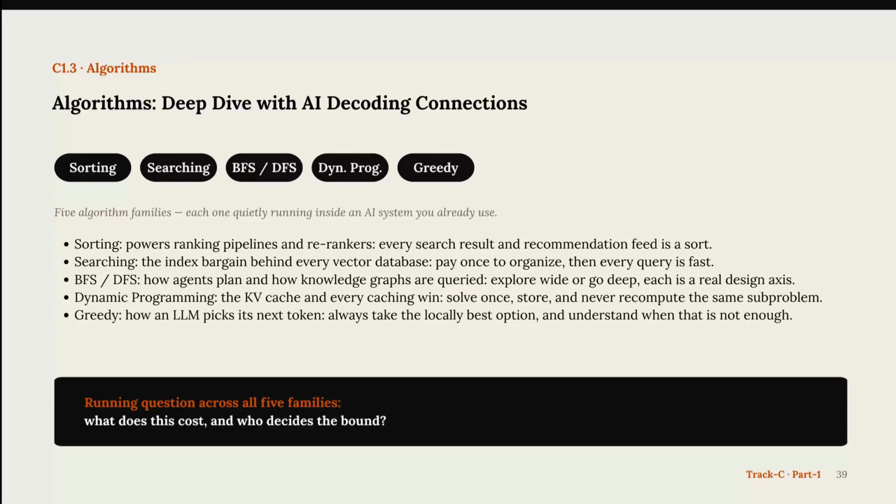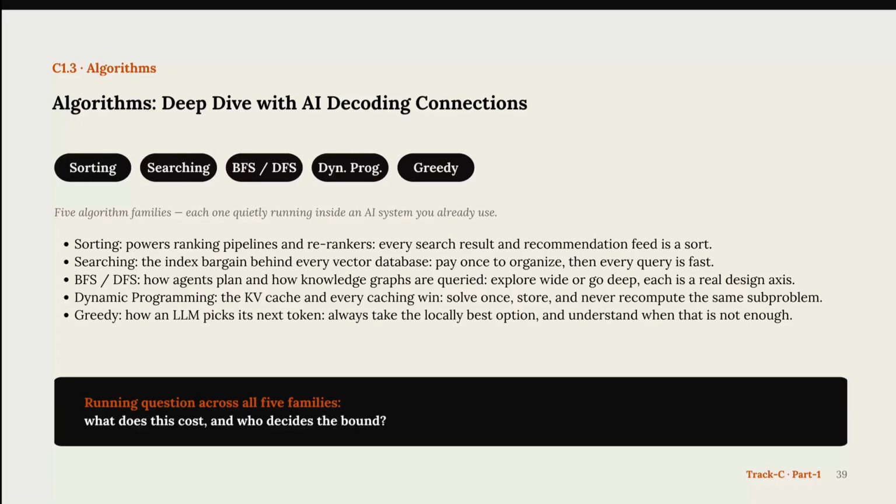Sorting. This powers the ranking pipelines and re-rankers. Every search result that we get, every recommendation that happens is typically a sorting algorithm running behind. If you're looking at searching, what began as a lookup for data has evolved into a complex search mechanism now. If you have indexed data into a vector database, now you're trying to search for that required context and content to map or match and then retrieve the results. So here searching is used. You pay once to organize and then query, which is faster.